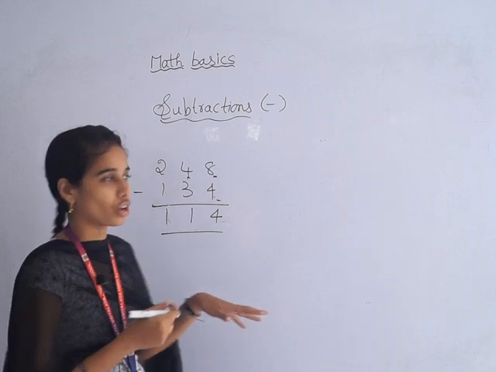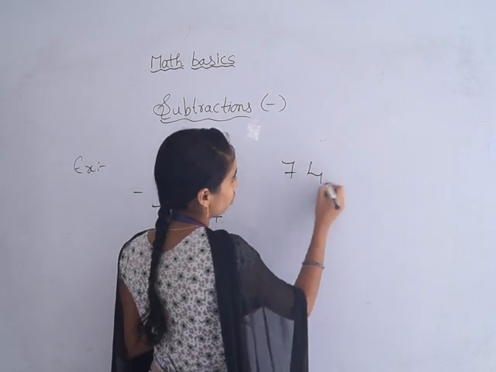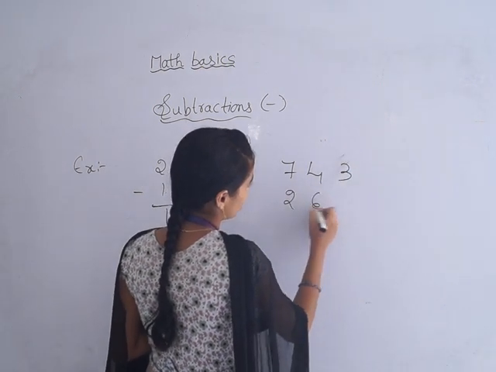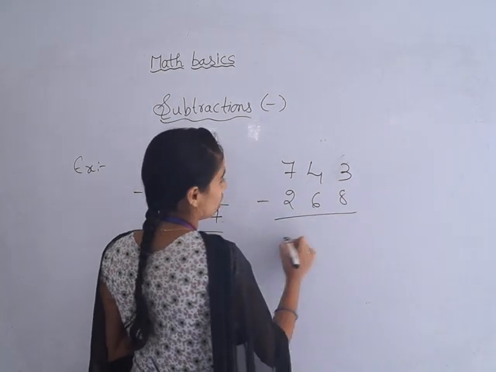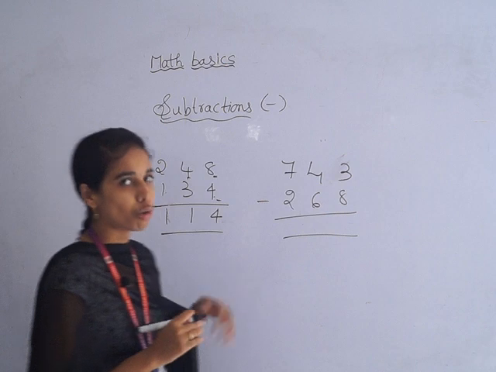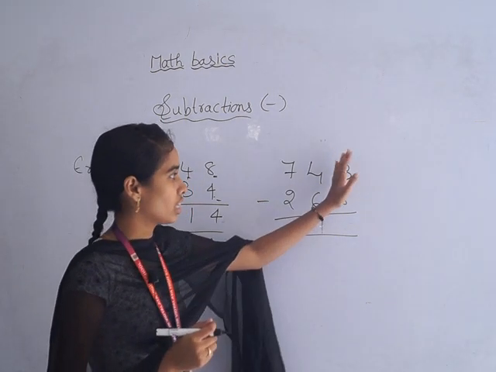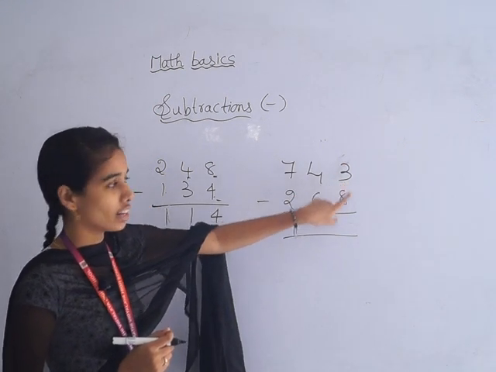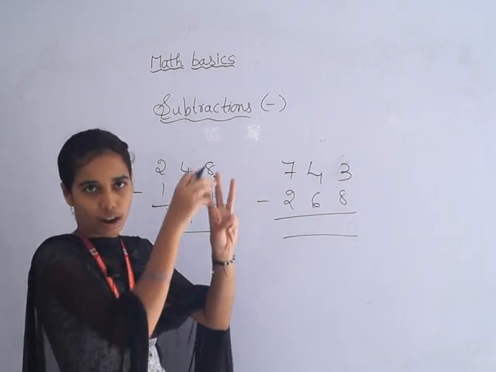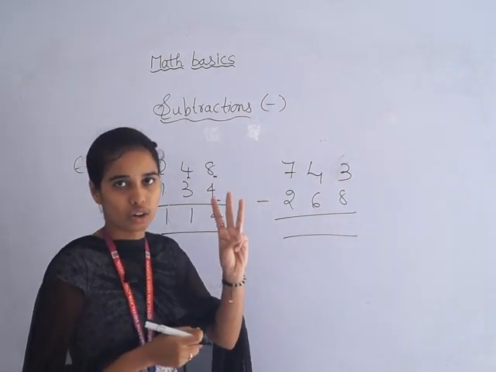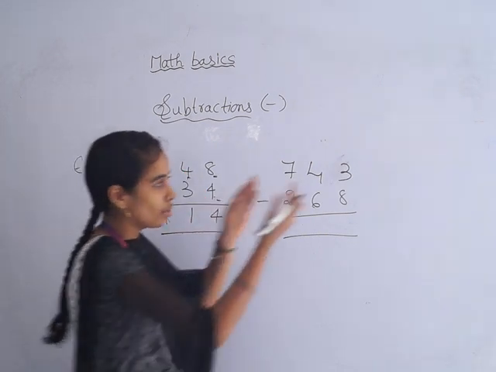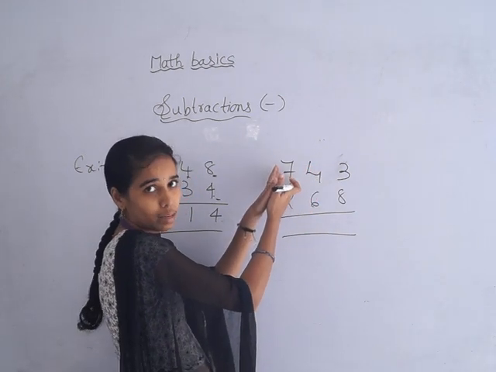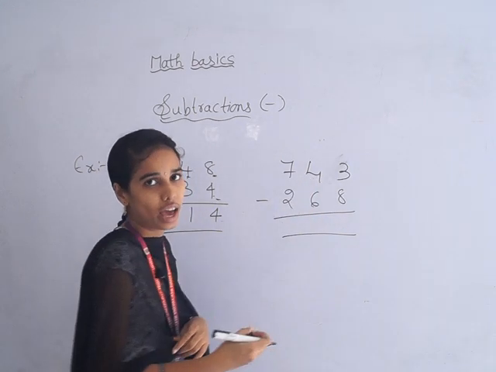Now I am telling with borrowing problem. Okay, 7 4 3, 2 6 8. Okay children, now see all of you, these are the borrowing sums. Why? Because first you check the ones place numbers. 3 8, 3 8. First number is smaller than second number. In 3 we have to cut 8 fingers. It is possible? No, that's why we are taking borrowing from next place value. Only you have to bring from next place value, not from another place value. Just before place value only you have to bring borrowing.